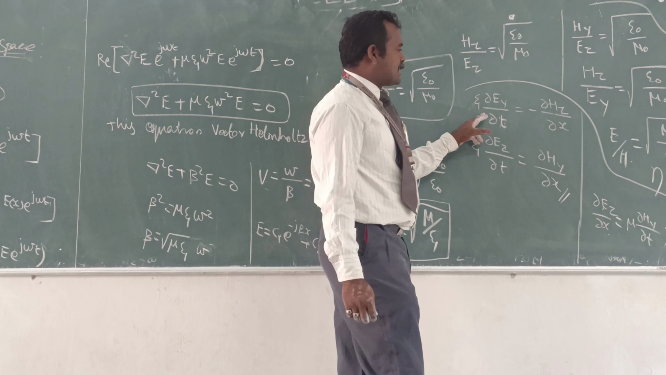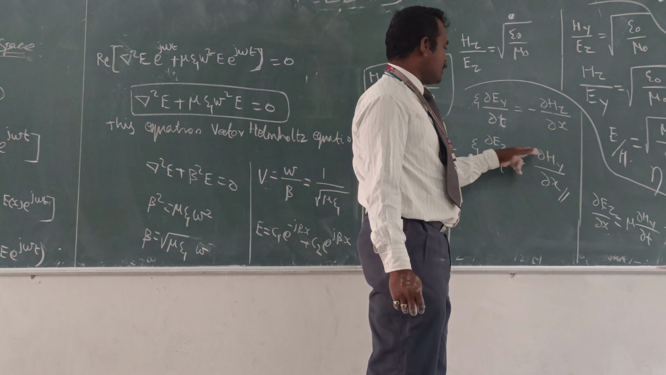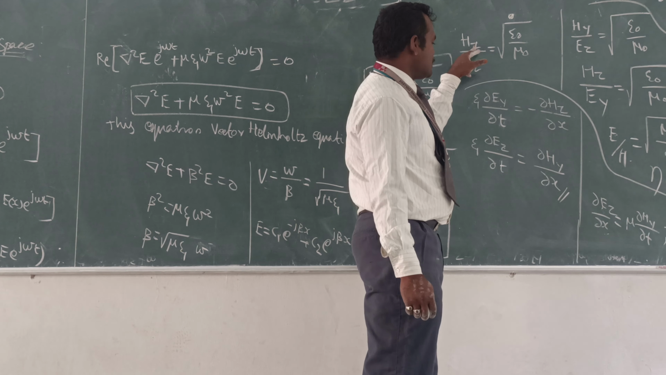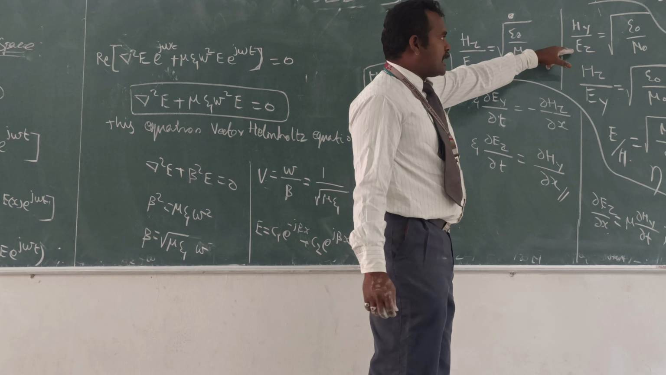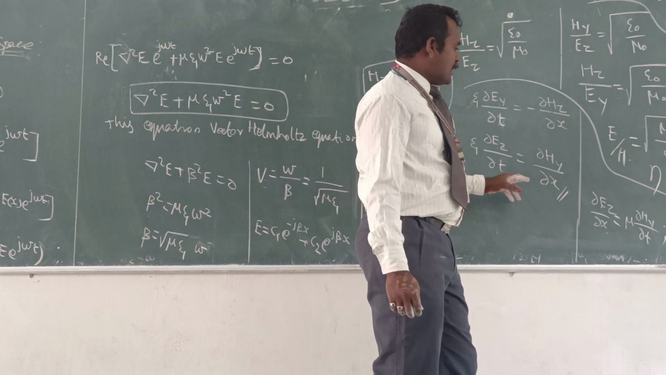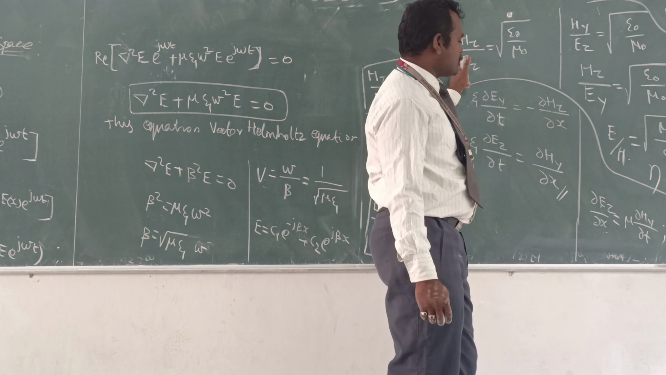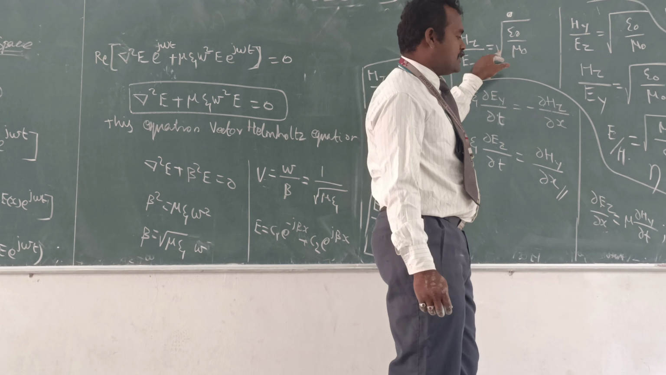Likewise, in the expression, we obtained HZ by EY. Similarly, you can find HY by EZ also. That is, HY by EZ we can also find, and it will give the same thing, the characteristic impedance.